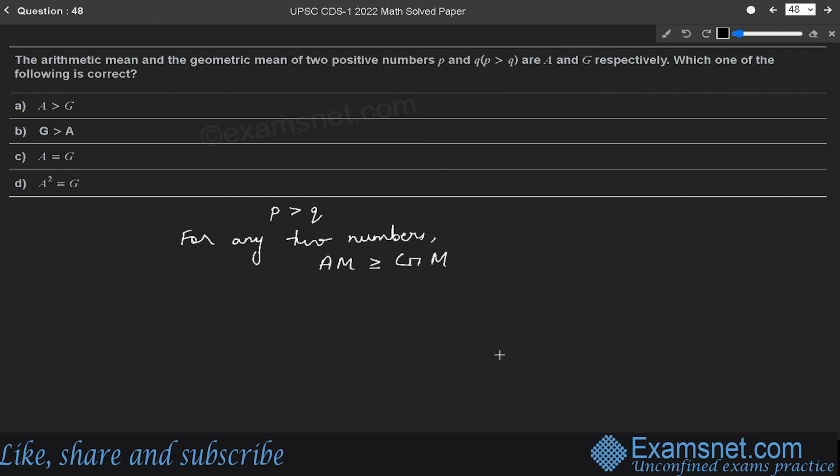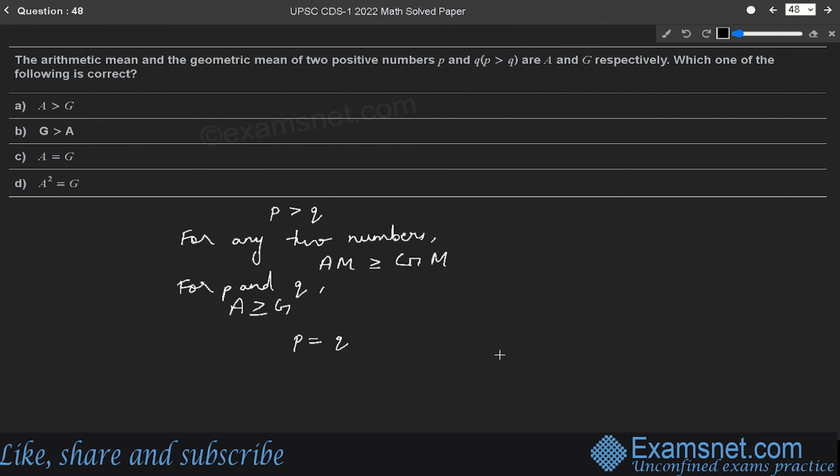Now coming to the question, we have two numbers here, P and Q. For P and Q, A will be greater than or equal to G. This is for the numbers P and Q. So option 1 and option 3 both can be the answer. But look at option 3, we have to take P is equal to Q.